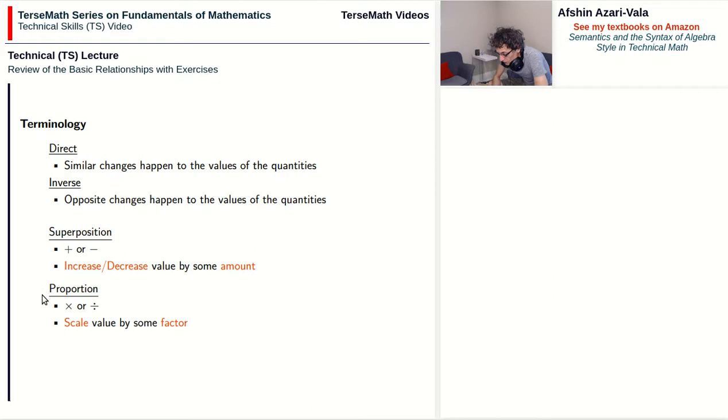For proportion, scaling means that you either multiply the values by a number or divide the values by a number. So for example, you may multiply the values of the two quantities by 5, or you may divide the values of the quantities by 5. You may multiply the value of one quantity by 5 and divide the value of the other quantity by 5.